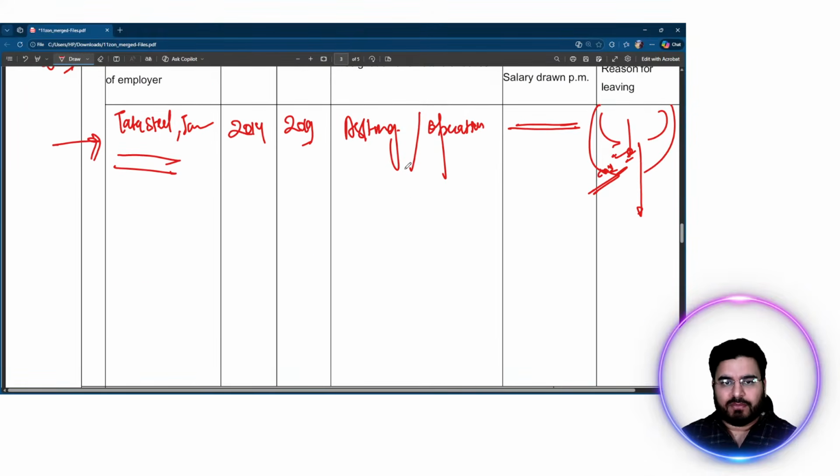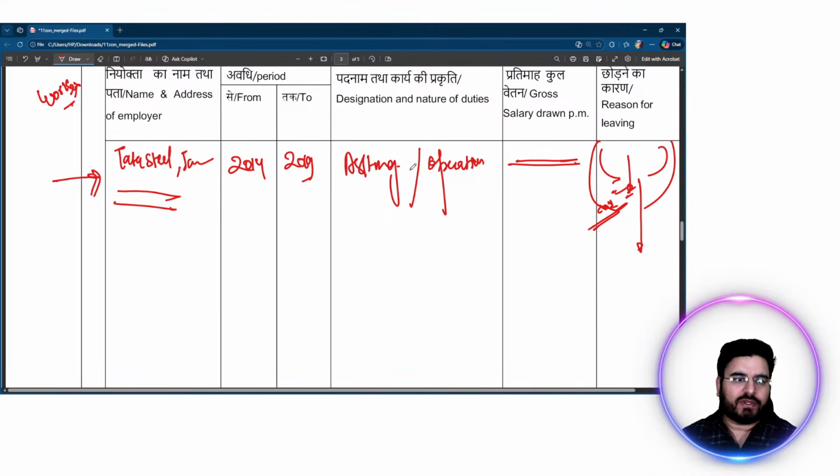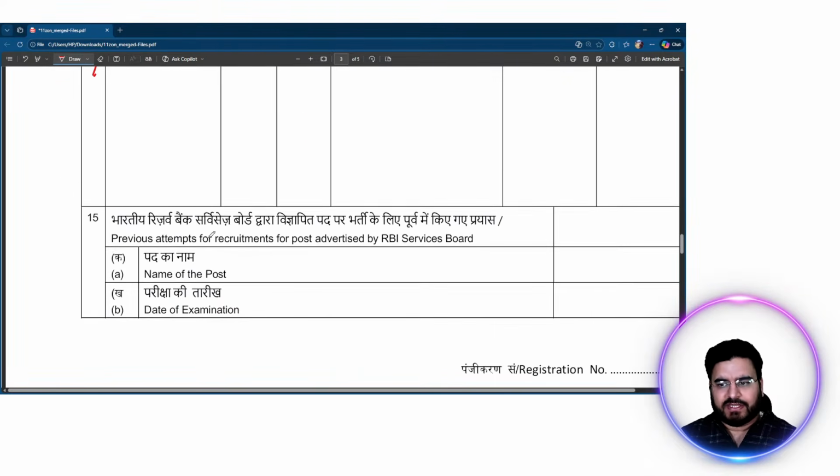And let's say if you have worked in more than one or two organizations, you can write the details like this. Start from the previous one, then come to the latest one, or you can also start from the latest organization and then write about your previous organization. Got it? So you have to fill in all these details here.